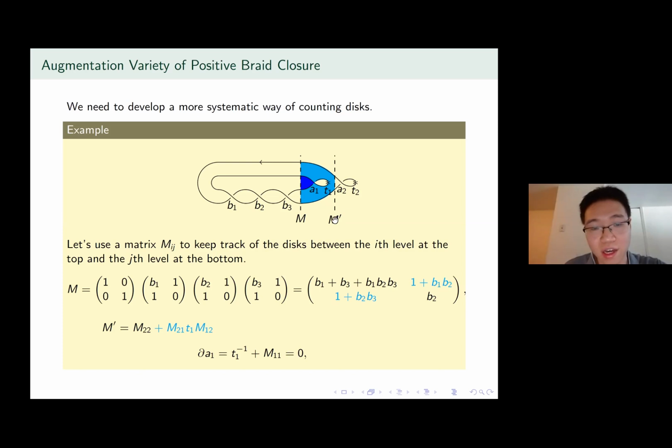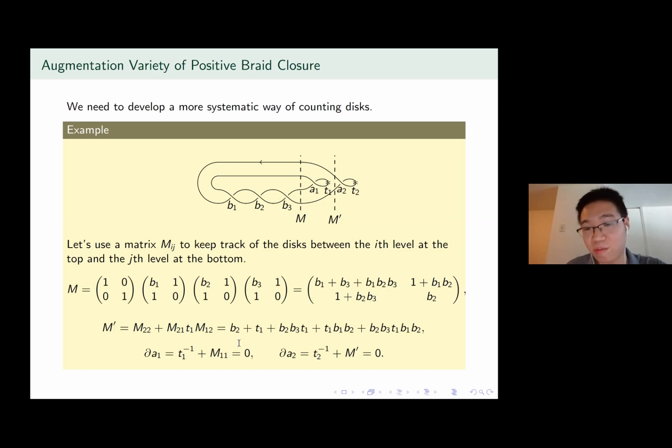Then you just expand it out, and you get B2, T1, B2, B3, T1, T1, B1, B2, and B2, B1, B1, B2. This is almost partial A2, except there's another T inverse on the right. So partial A2 is T2 inverse plus this whole quantity, exactly 6 terms. I also got ahead of myself and put an equal 0 there, so ignore that.